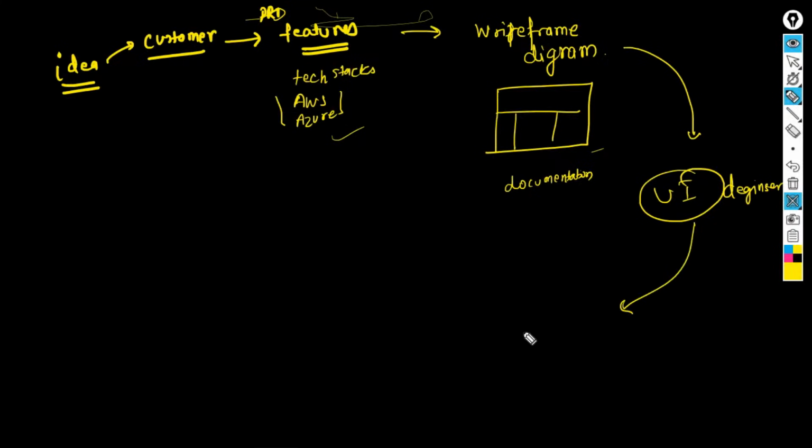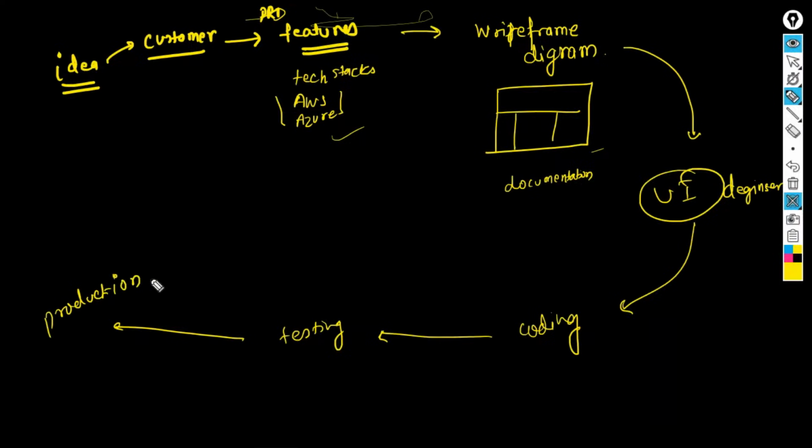After that, it goes to coding. And after coding, it goes to testing. And after testing, it goes to production. This is how the whole idea works. And we are here. So obviously somebody will think of this design, then you will code it. Some of the companies start from here.